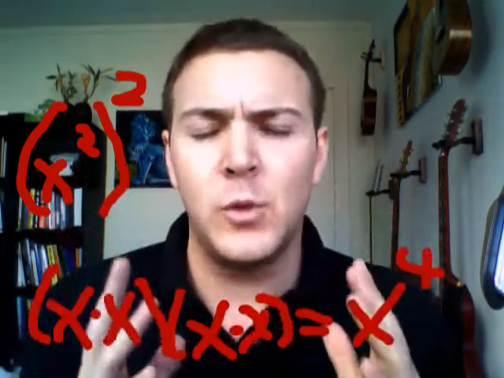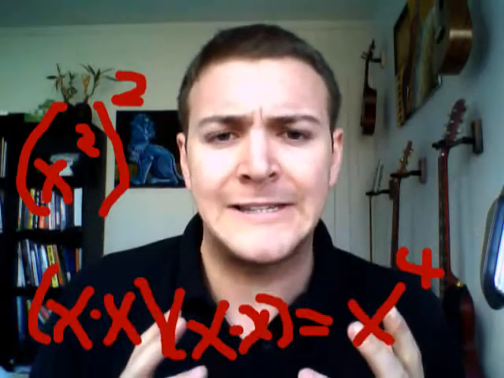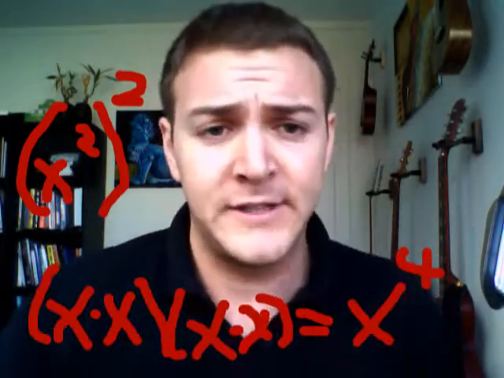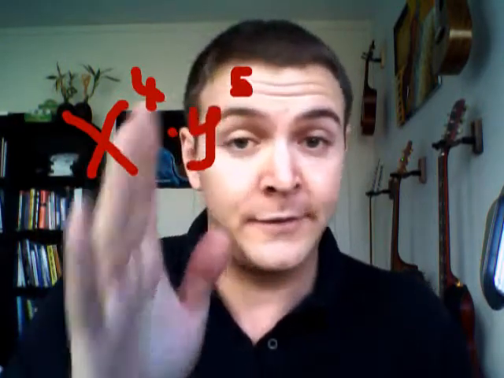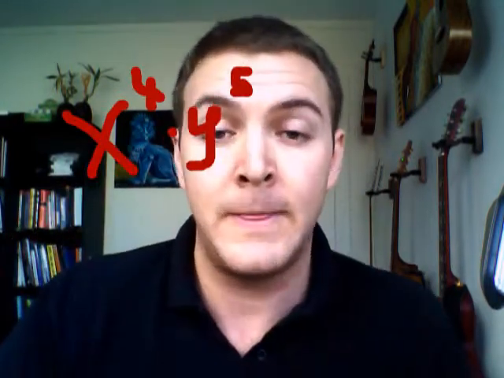The only other thing I really want you to be careful of is that you don't mix things that don't have the same variables. So for instance, in cases where you have something like x to the fourth times y to the fifth, there is no simplification here. It's just x to the fourth, y to the fifth. There's nothing more to it than that.